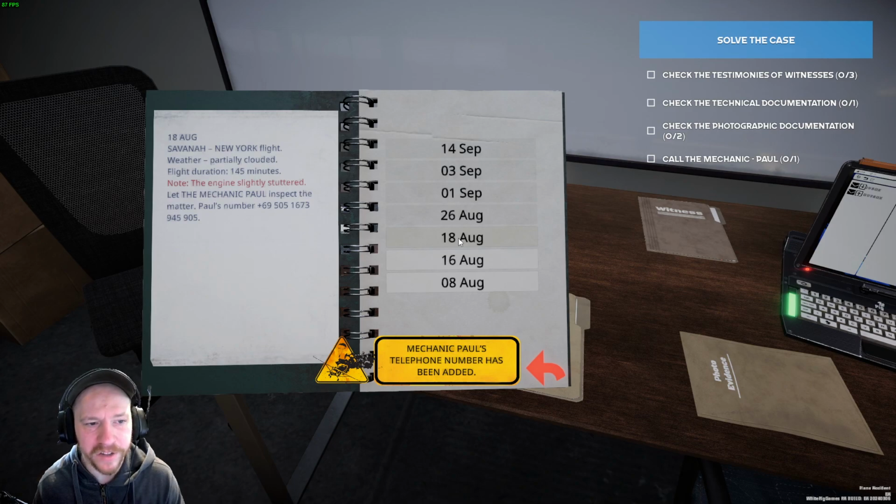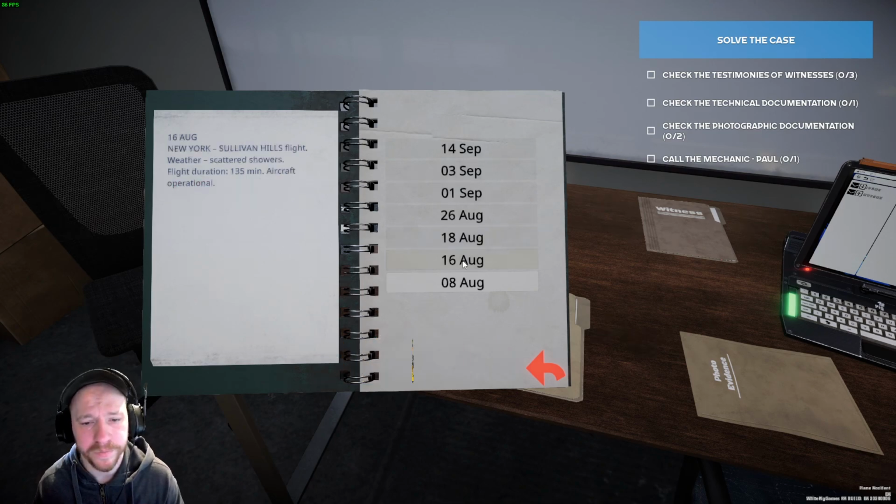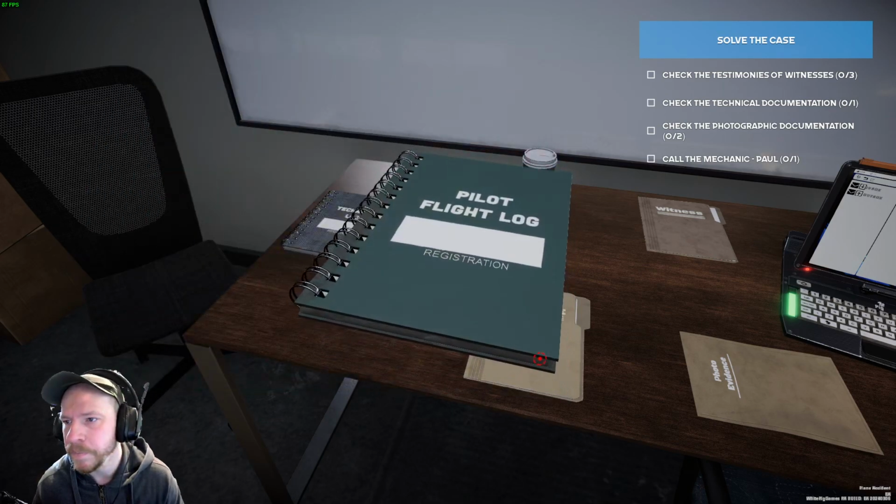Note, the engine slightly stirred. Let Paul the mechanic inspect the matter. Paul's number. Beautiful, so we've got Paul's number, we can call him now. New York, Sullivan Hills flight, weather, scattered showers, flight duration 135 minutes, aircraft operational. Mount Mary to New York flight, weather okay, flight duration 70 minutes, all systems operational.